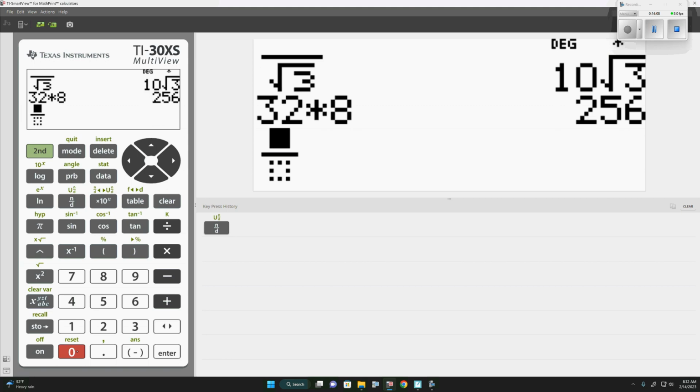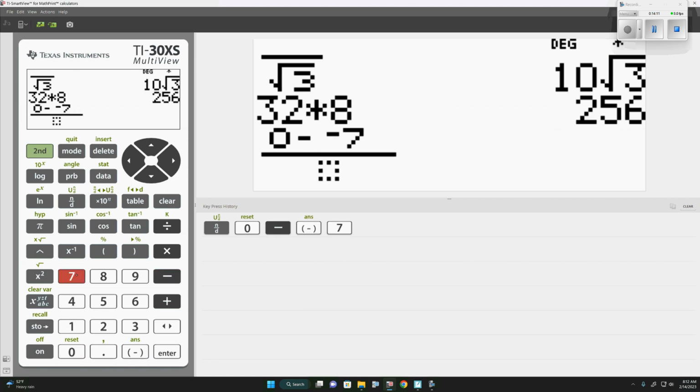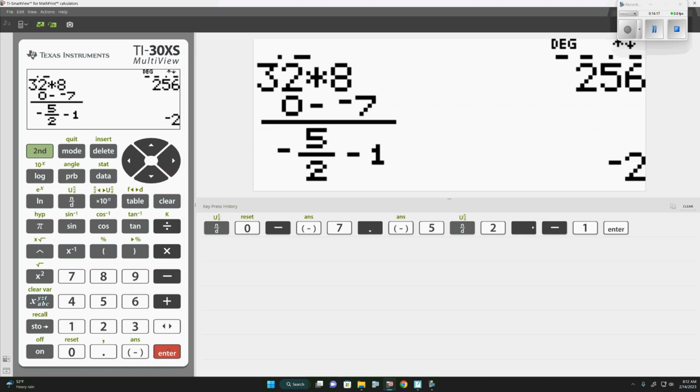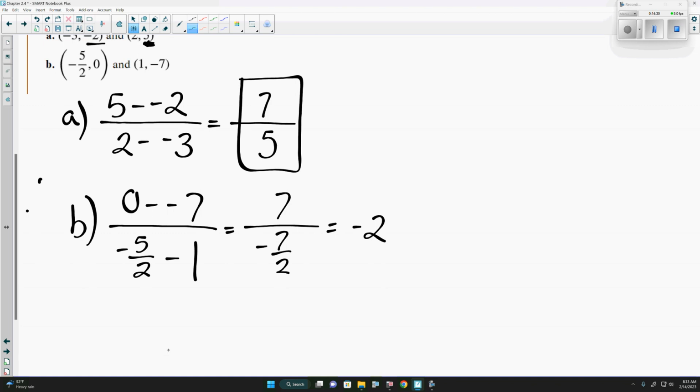The calculator, when you say 0 minus negative 7 over negative 5/2 minus 1, the calculator will do it for us. We don't have to do simplifying the fractions or go through the whole process, because the TI 30XS will do it for us. So the slope is negative 2.